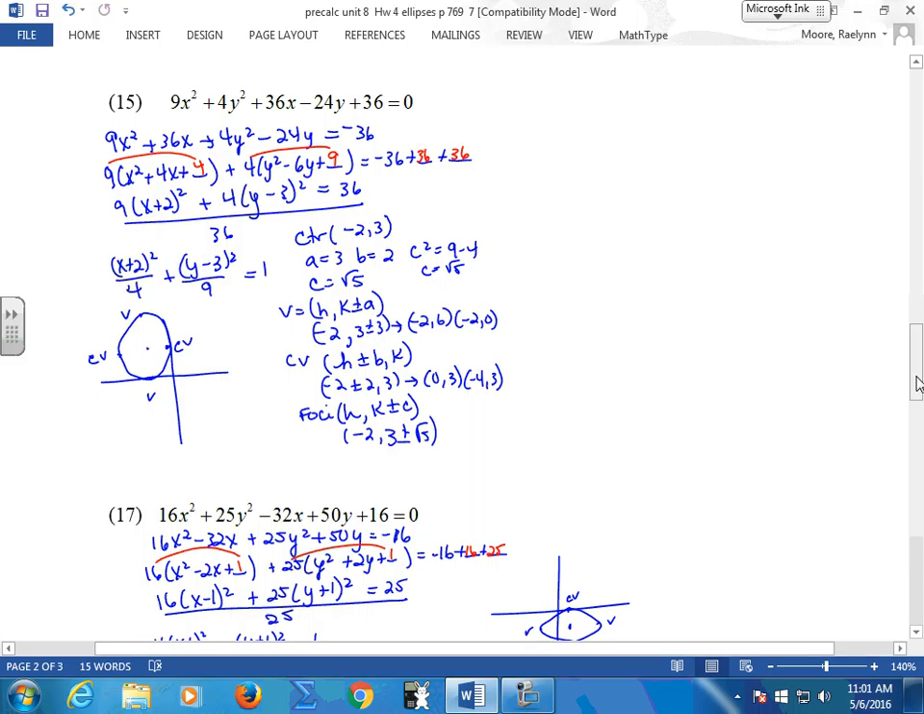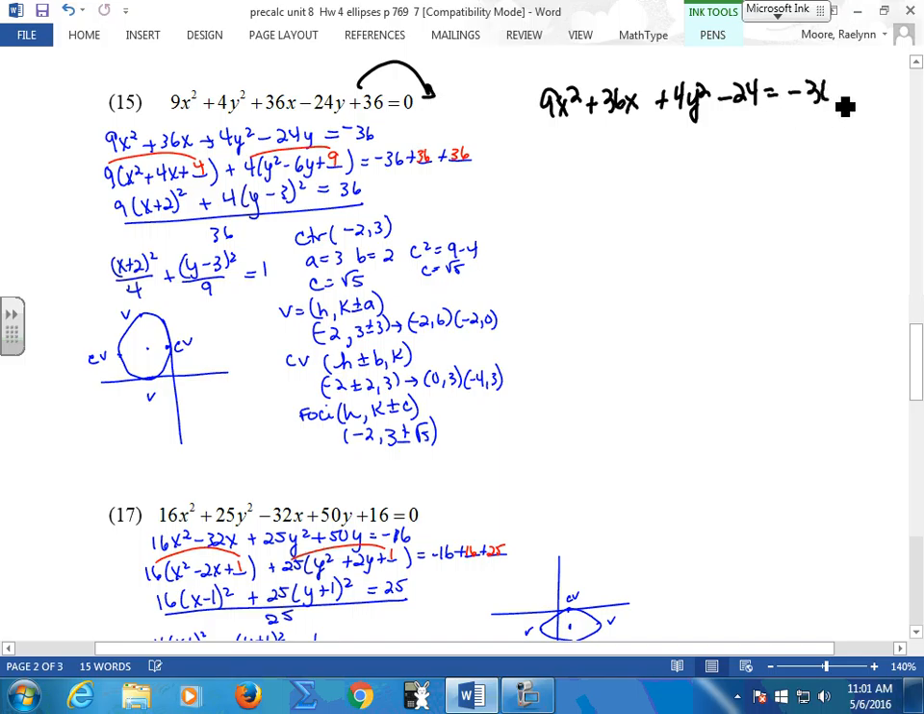Okay, so let's complete the square. Let's get your x's together. Remember, start like this: get your x's together, get your y's together, and put your constant on the other side. Subtract it so that we get it to the other side. Start like this first. Organize it.